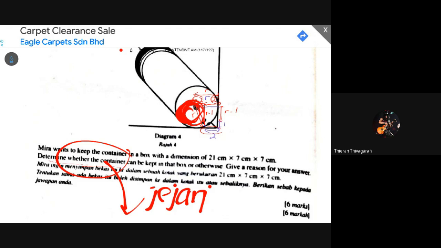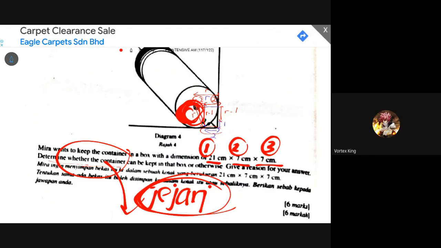So I want to ask you guys, among these three values over here, apa yang boleh menggambarkan jejari? I use number 1, 2 or 3. Yang mana boleh relate dengan radius of the cylinder? Number 1, 2 or 3? Very good, guys. Number 2. You all memang very smart.